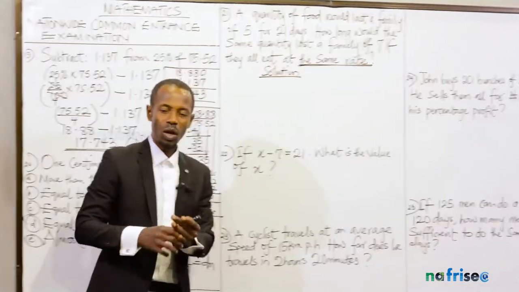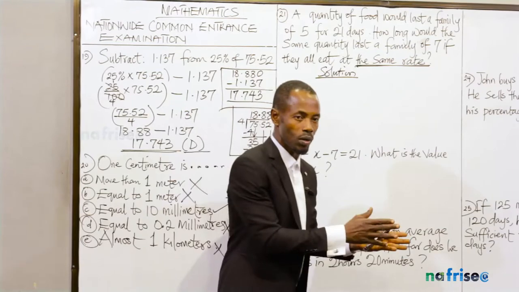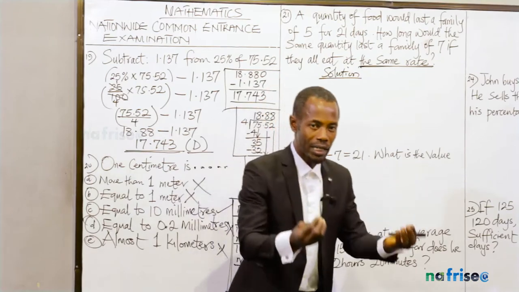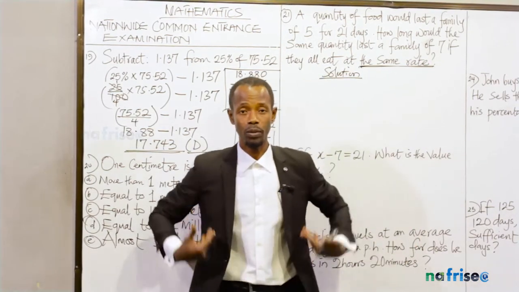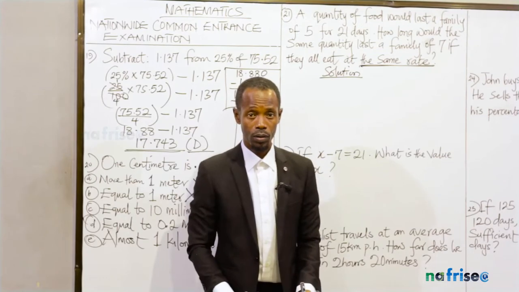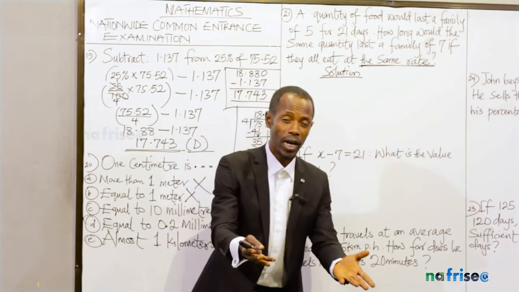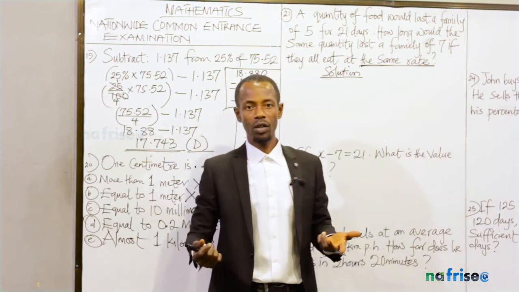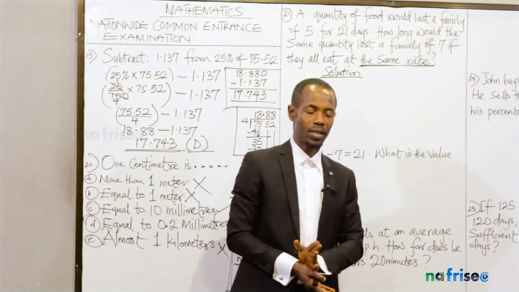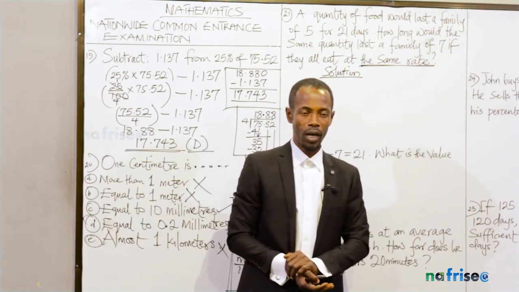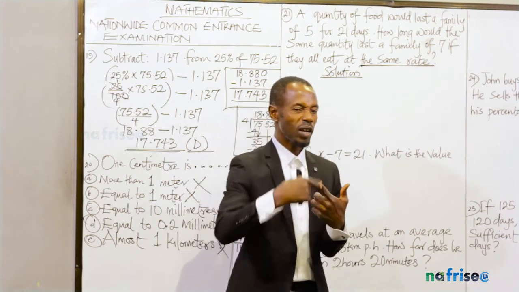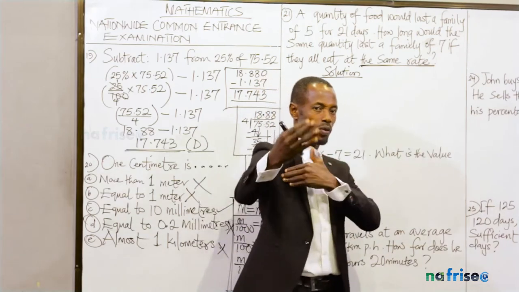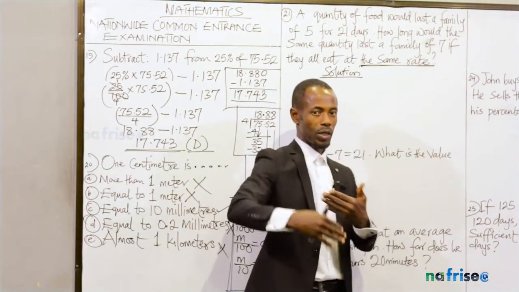Anytime you see them tell you some set of people do a job in so many days, they're talking about indirect proportion, because indirect proportion deals with animate objects. What I mean by animate object is human being. Are you with me? Or the speed of a car. If you increase the speed of a car, for instance, you're going at 100 kilometers per hour, you reduce the time it takes to get to where you're going. And if you reduce the speed of the car, it will take longer. So that's another case of indirect proportion. The more you put, the less you get. The less you put, the more you get.